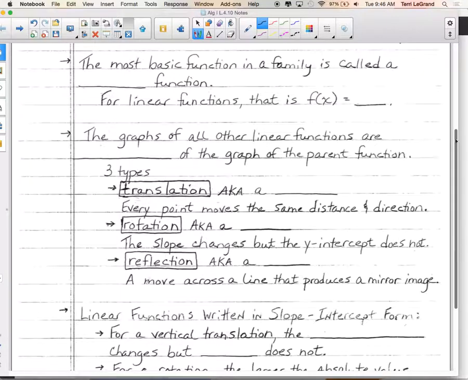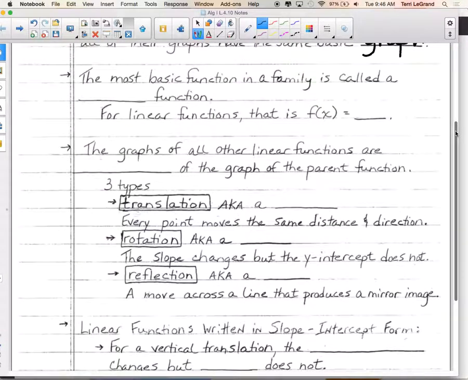Okay, so the most basic function, every family of functions has what they call their most basic one, and they are called the parent function. They're the ones from which all the other functions derive. For the linear functions, that is f of x. What's f of x the same as again? Y. F of x equals x, or in other words, y equals x. That is the parent function for the linear function family. It's the most basic.